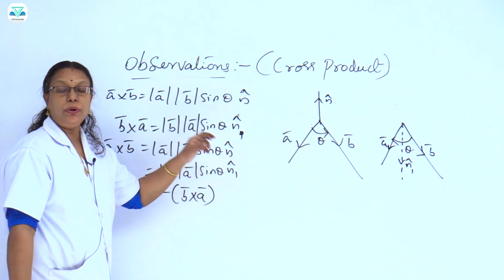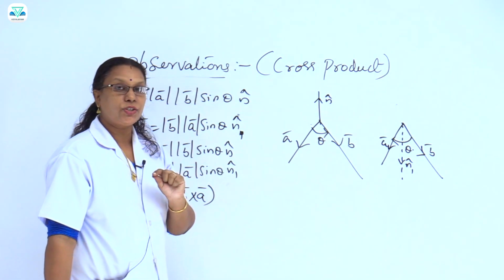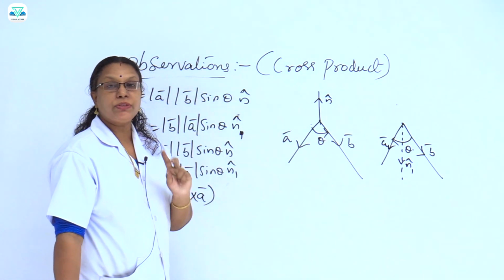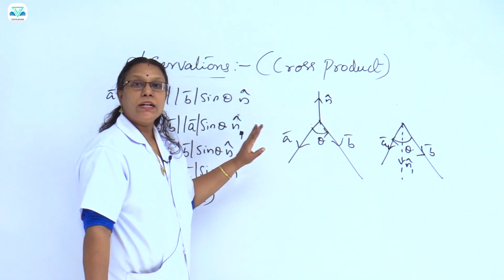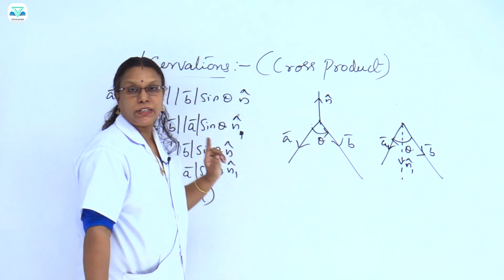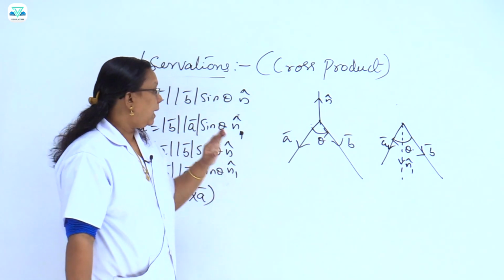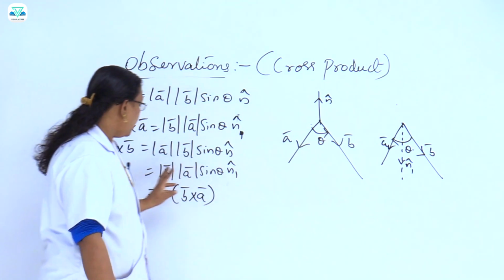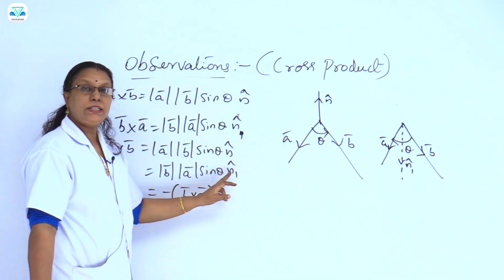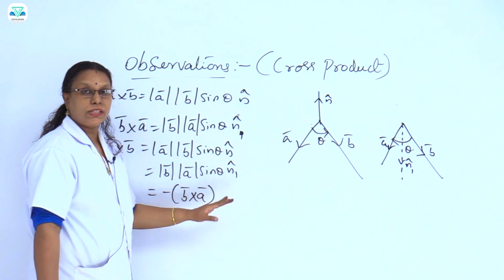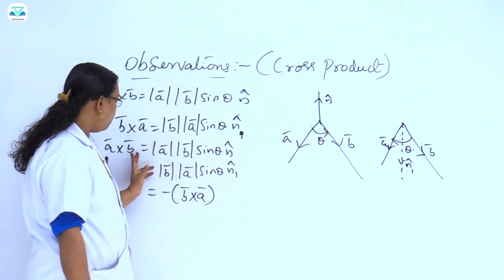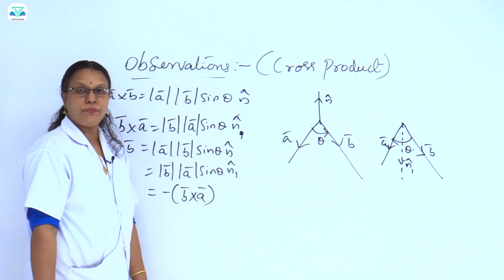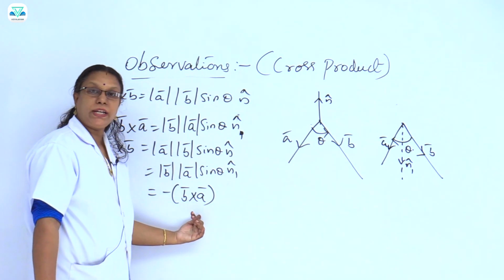We are considering two vectors A and B. If you consider two vectors A and B in a plane, there will be unit vectors n cap and n1 cap. But n cap is directed upwards, n1 cap is directed downwards. So modulus B modulus A sin theta into n1 cap is B cross A, the negative of A cross B. That is, it will be in the opposite direction according to the definition. So we can write A cross B is minus B cross A.